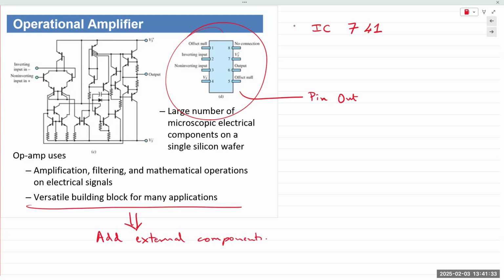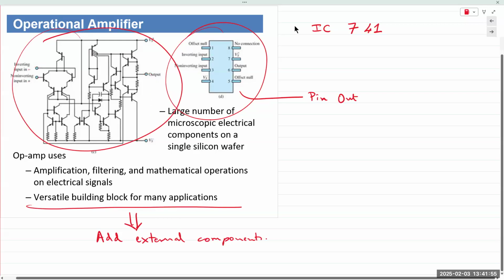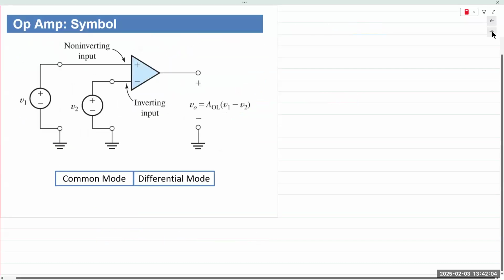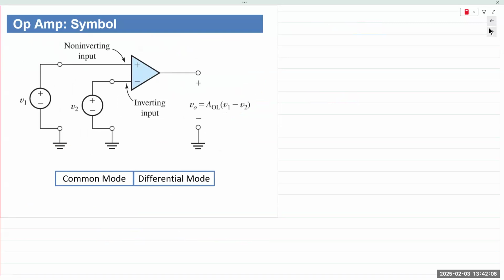Okay, so the question people generally have, or students generally have, is how can we simply add external components and it works? Well, the reason is this: when we add external components, we are actually providing a connection between the two terminals, right? And so depending on what kind of connection we provide, the building block will change, or the internal circuitry will change.